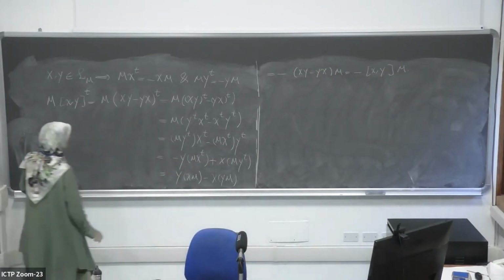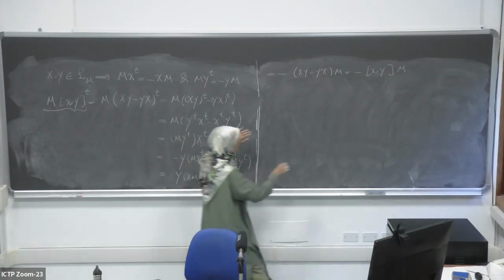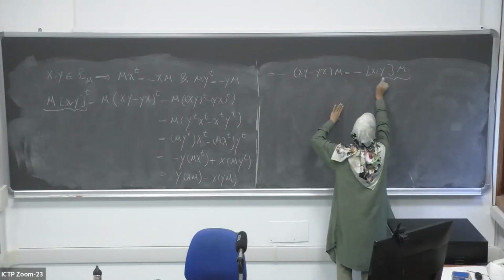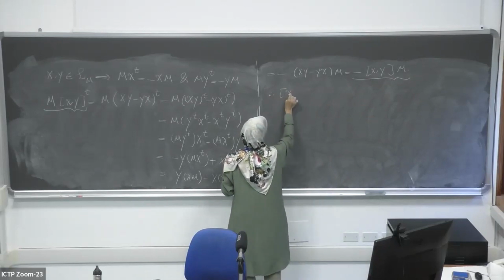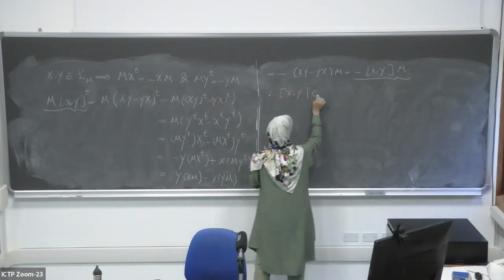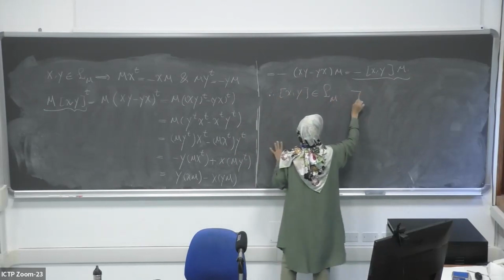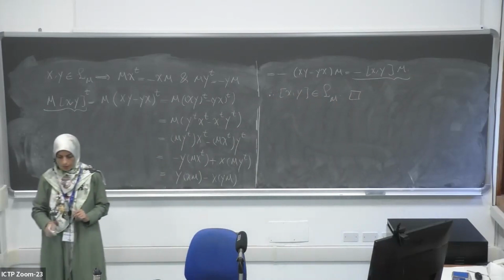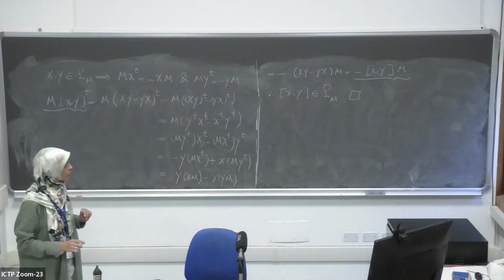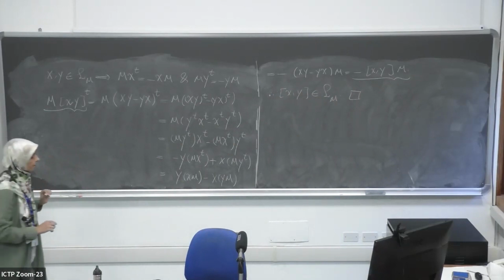Okay, so we start from this and end with this. So the bracket of x, y is an element of Lm. Right? Now we want to consider a specific M. Okay?